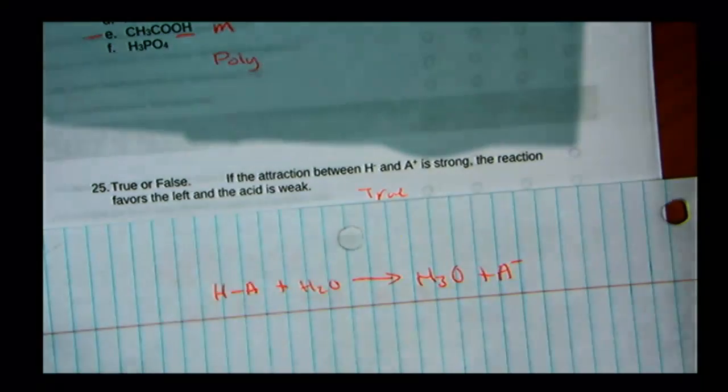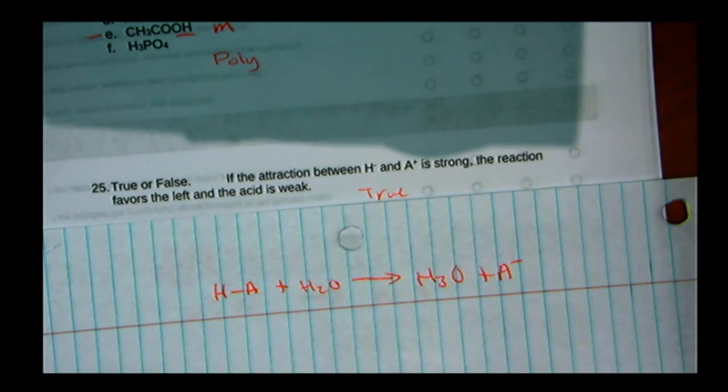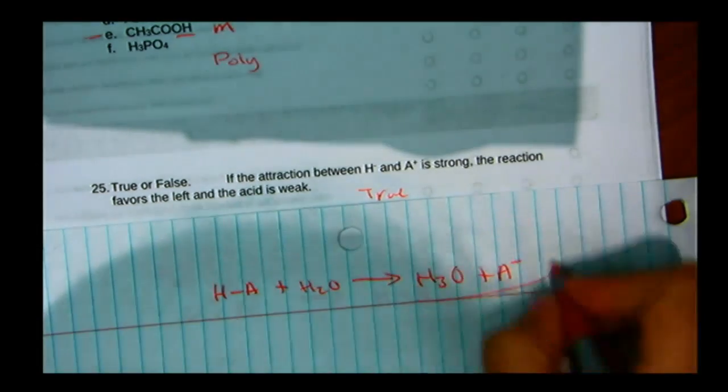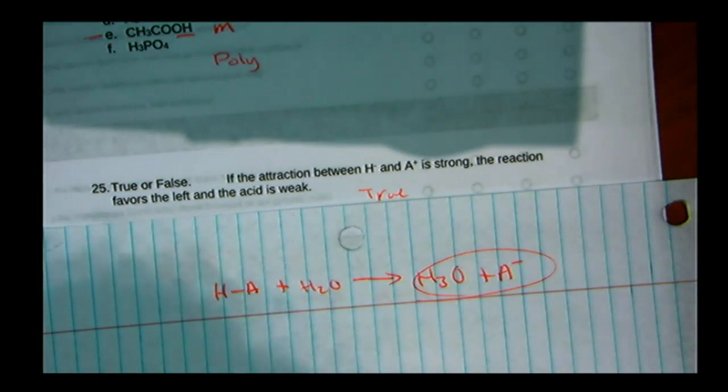They don't want to separate, basically. They like being next to each other. I forget. The stronger the acid or base is, the weaker the conjugate is. So it's going to favor the left because it wants to go back to being ions.